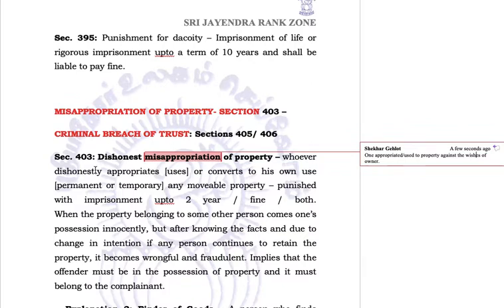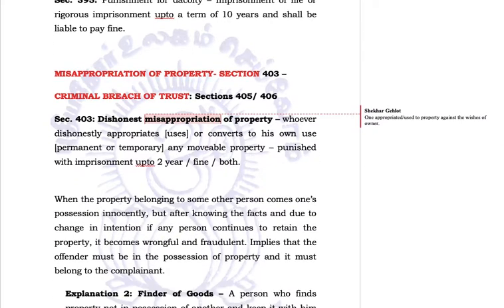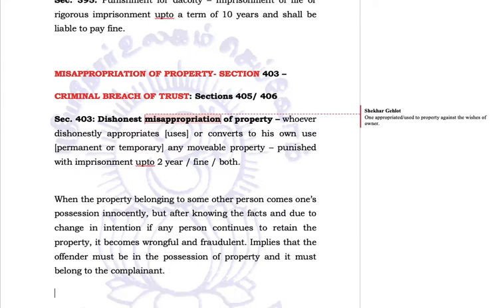Whoever dishonestly appropriates, that is, uses or converts to his own use permanently or temporarily any movable property, shall be punished with imprisonment up to 2 years, fine, or both. Now let us see what it is. When the property belonging to some other person comes to one's possession innocently, but after knowing the facts and due to change in intention, if any person continues to retain the property, it becomes wrongful and fraudulent. It implies that the offender must be in the possession of property and the property must belong to the complainant.